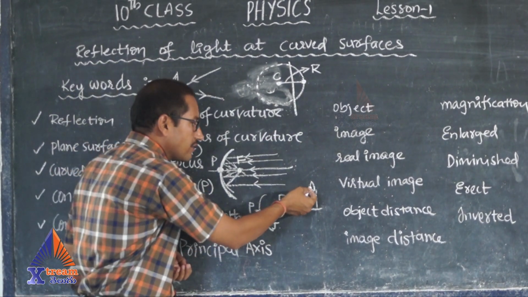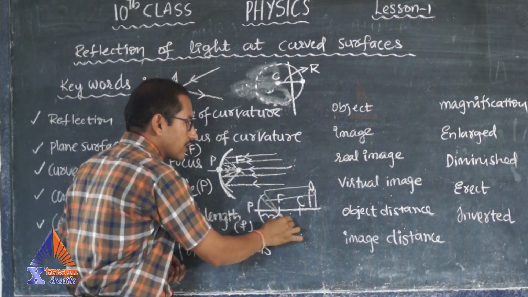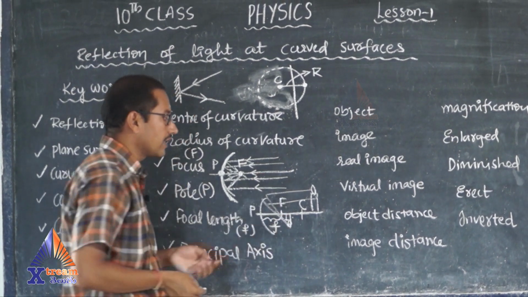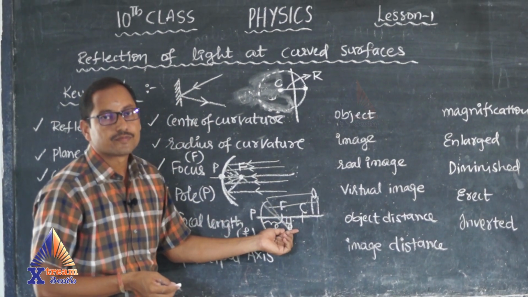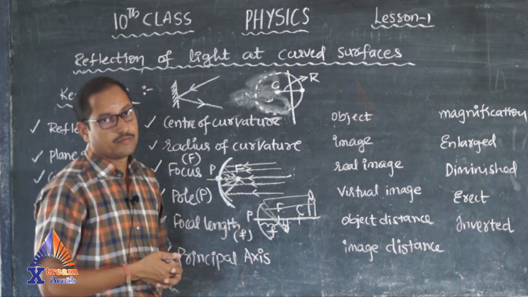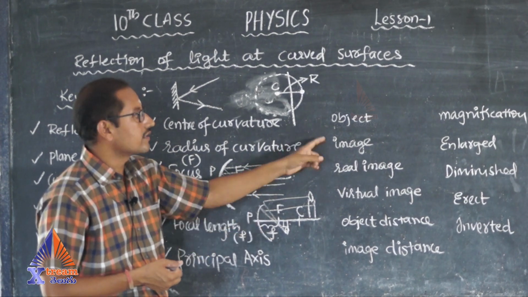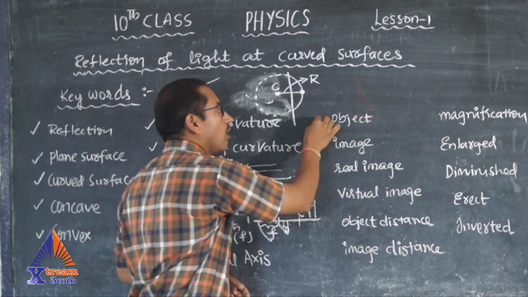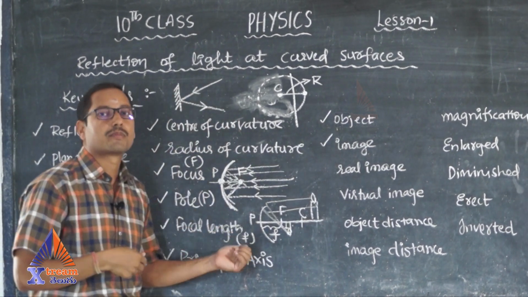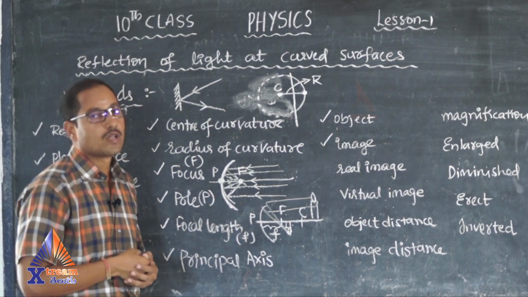Now when light rays are coming from this object and these rays are getting reflected and meeting at a point, there we will be having its image formed. The image of the object which is obtained because of reflection of light is called as image. So object is the object and image is nothing but its image obtained through the spherical mirrors.